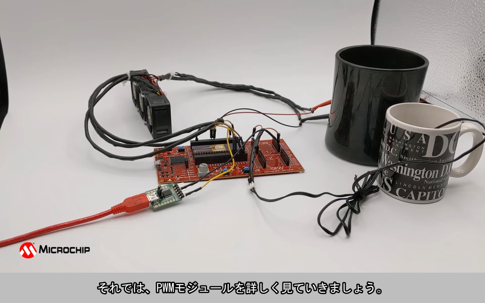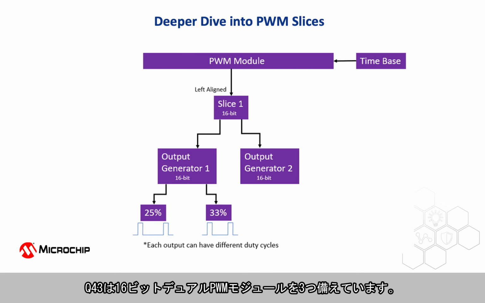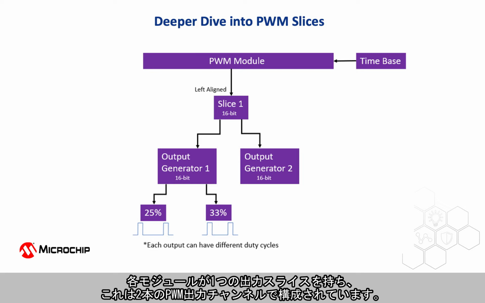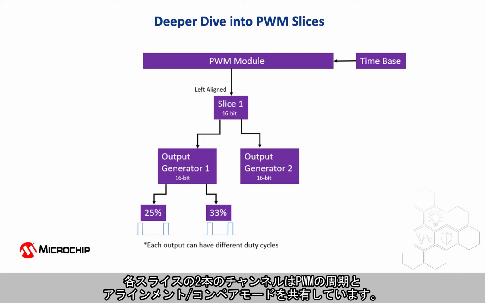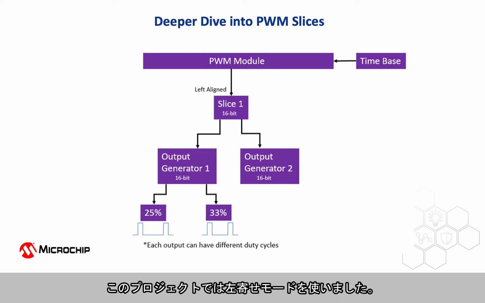Now let's take a deeper dive into the PWM peripheral. The Q43 has three 16-bit dual PWM modules. Each module has a single output slice, which is composed of two PWM output channels. The two channels in a given slice share both the PWM frequency and the alignment and compare mode. However, each channel can have different PWM duty cycles. In this project, the left align mode was used.